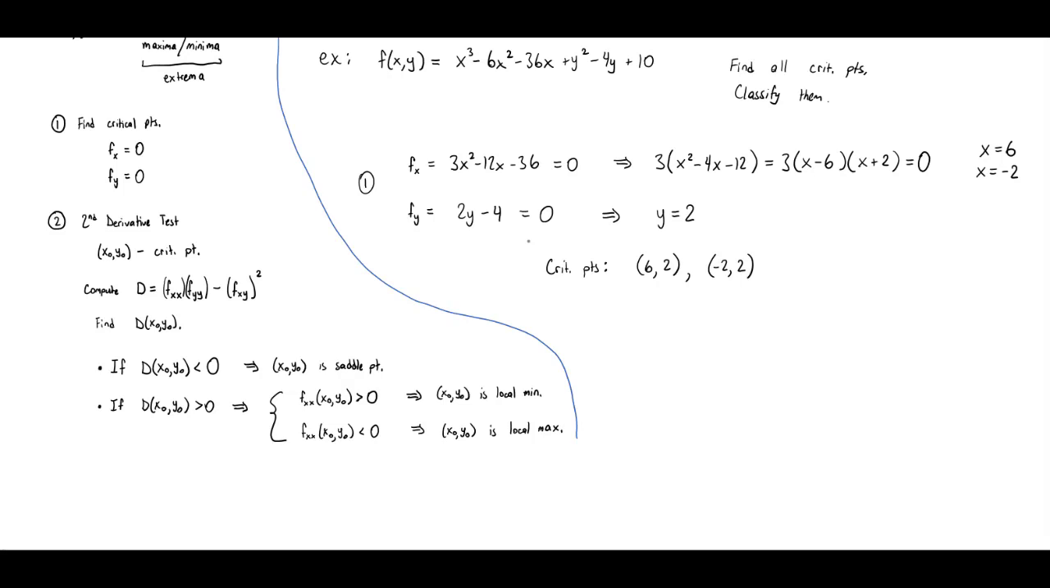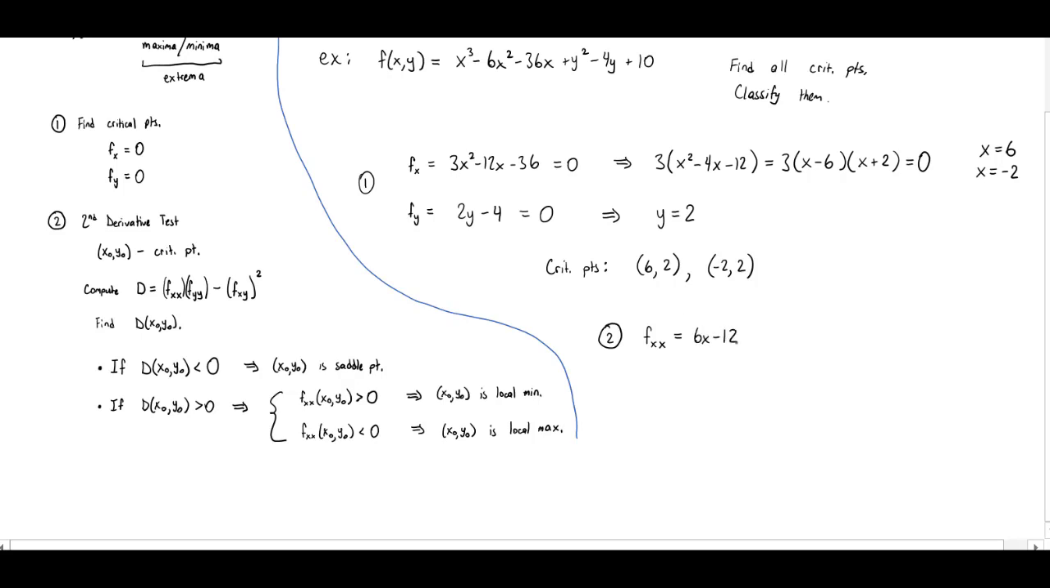Okay, so we have our critical points. So now onto the second part. Now we're going to do the second derivative test for each of these critical points. Okay, so we need all of the second order partial derivatives first, so let's compute all of these. All right. So fxx, here's fx. So fxx is going to be 6x minus 12.